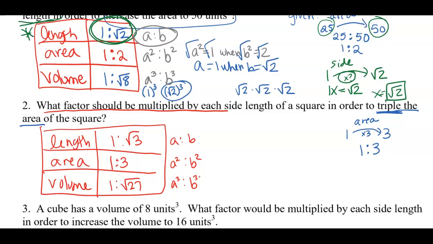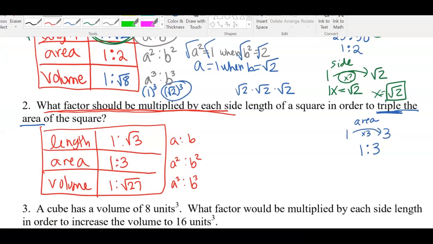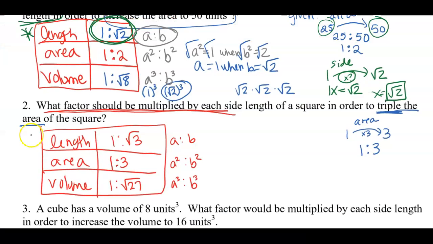So that's where this next part comes in. This one asks what factor should each side length be multiplied by? We're going to use length again because that's going to answer our question, but they didn't ask what's the ratio. They asked what it is multiplied by. So remember, you went from old to new. That's what happened to it. And so the question is, 1 got multiplied by what to equal rad 3? And then the answer becomes just rad 3.